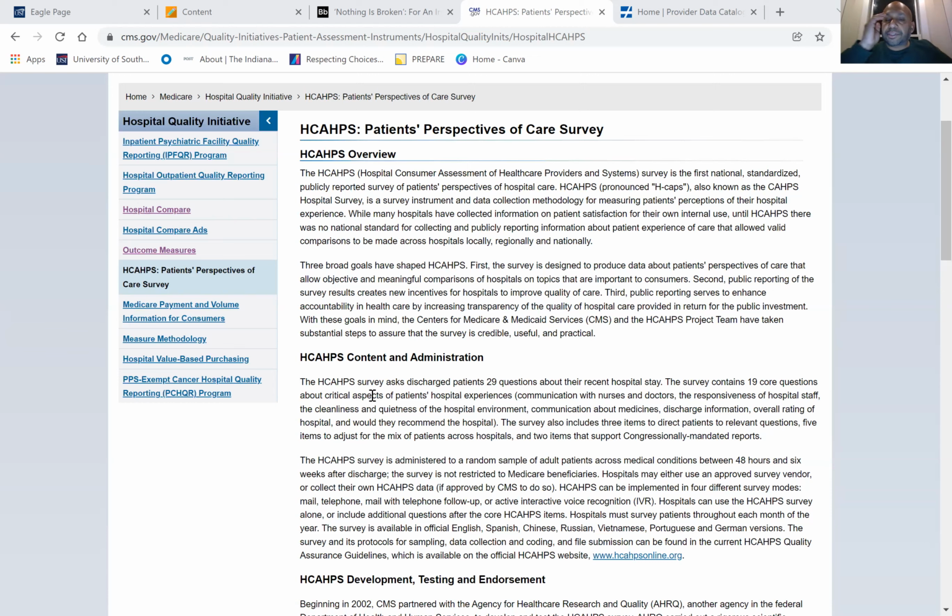doctors, nurses, patients, cleanliness. Now, this reminds me of student evaluations of teaching, which all of you have obviously gone through. It's done somewhat similar to an HCAHPS survey at the end of a course. As you can see here, the HCAHPS survey asks discharge patients 29 questions about their hospital stay.